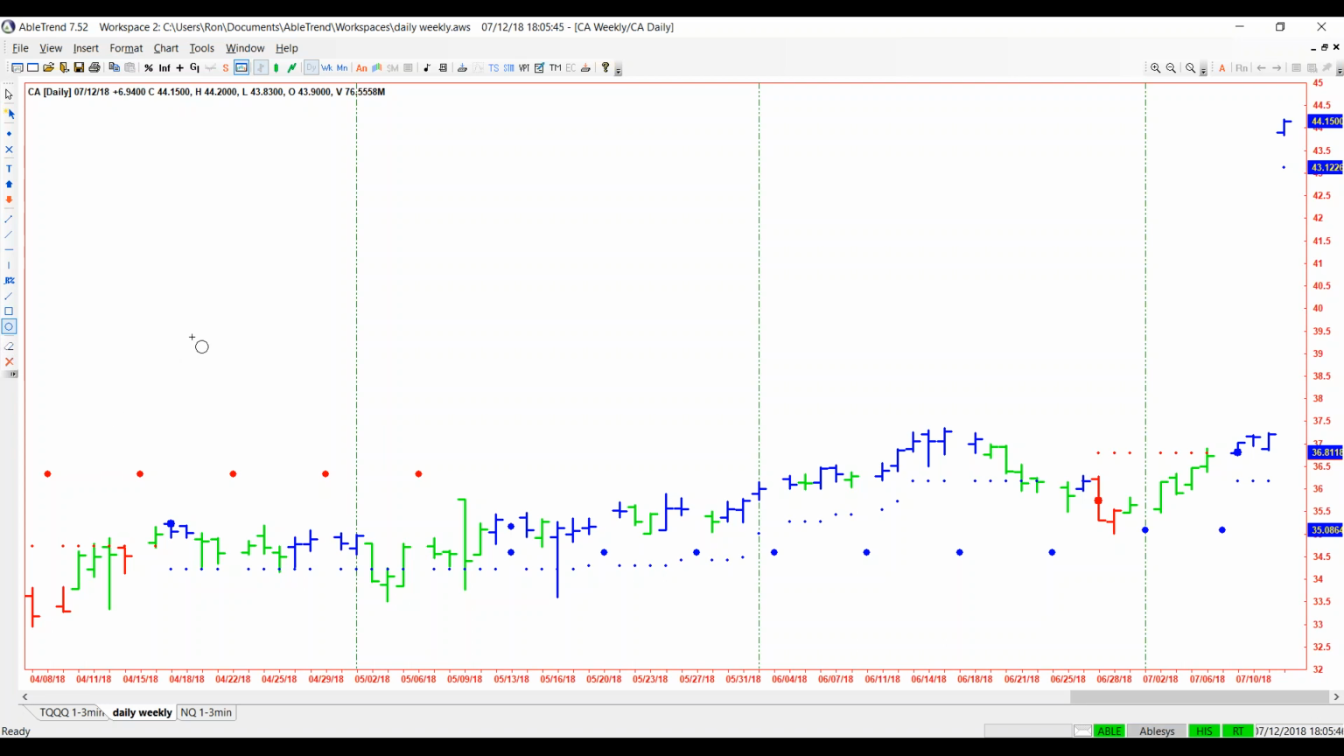This is CA, Computer Associates. This is a daily, weekly chart. We had a really nice WinTick signal a couple of days ago. The WinTick report scans the entire market every night and puts all the new buy and all the new sell signals on the website in a list.